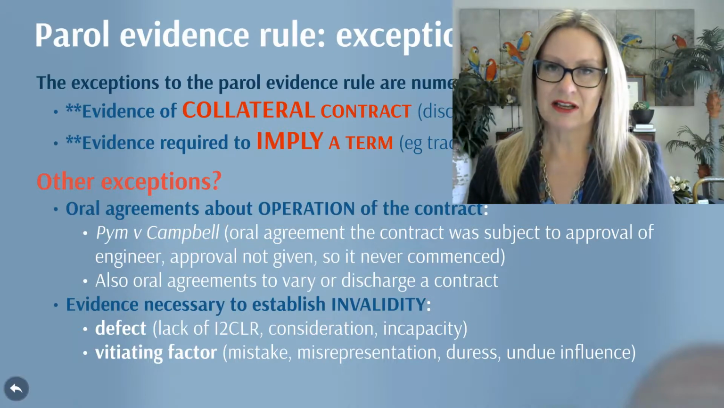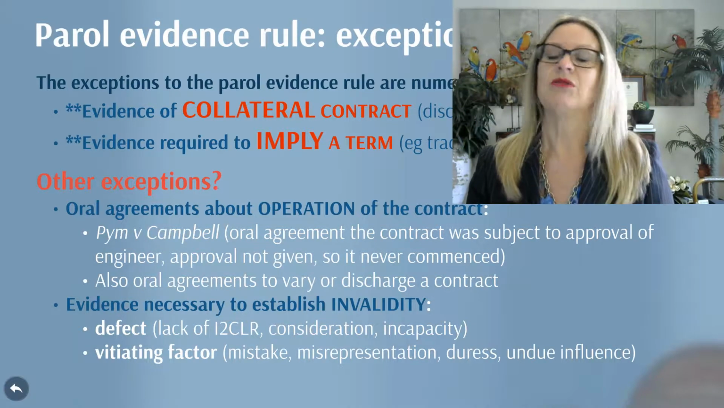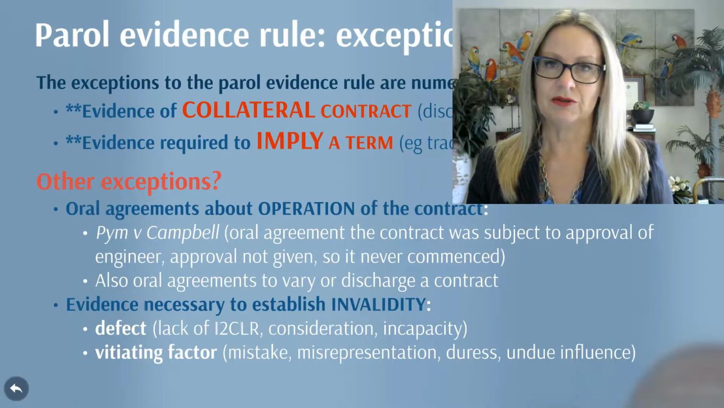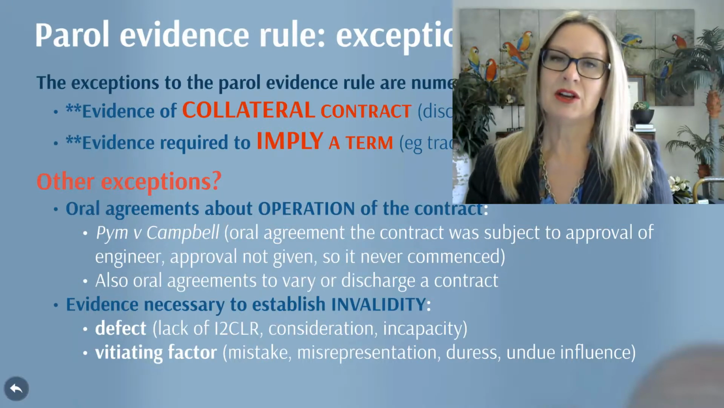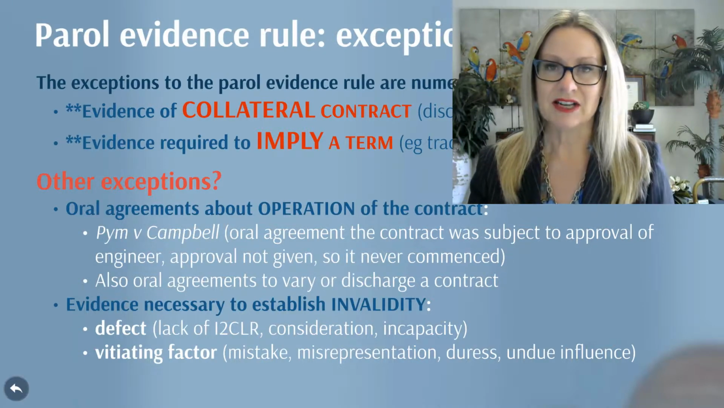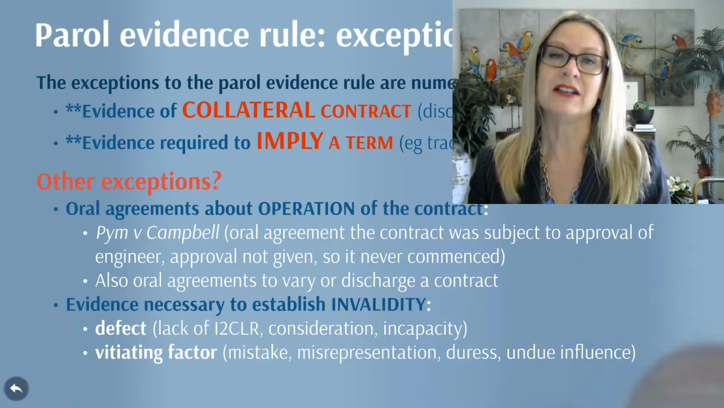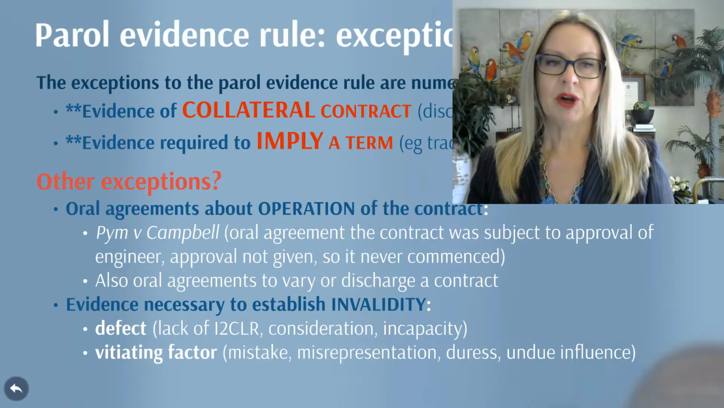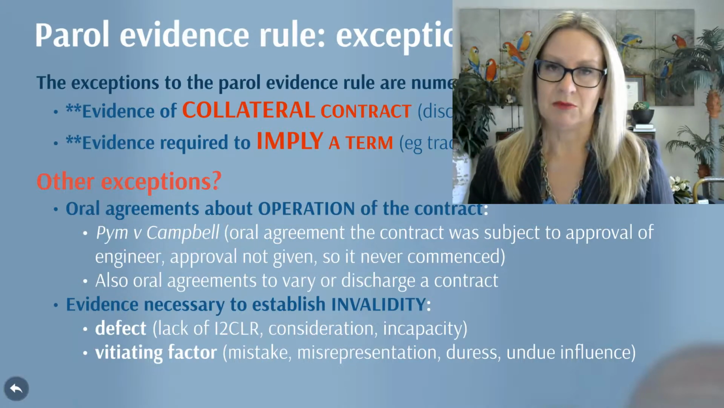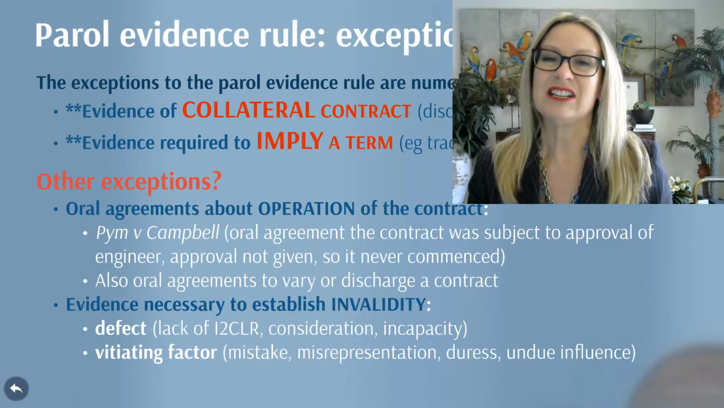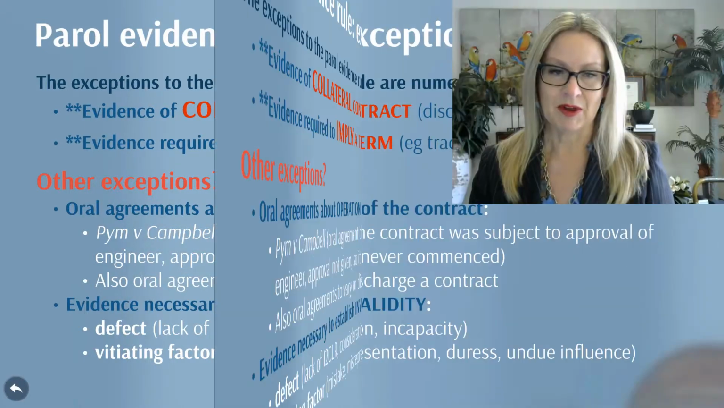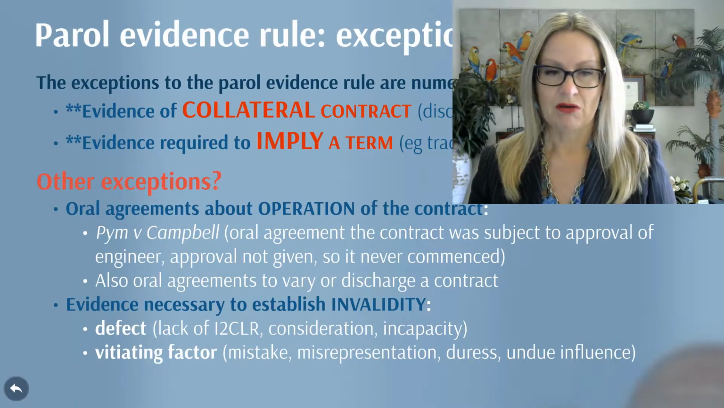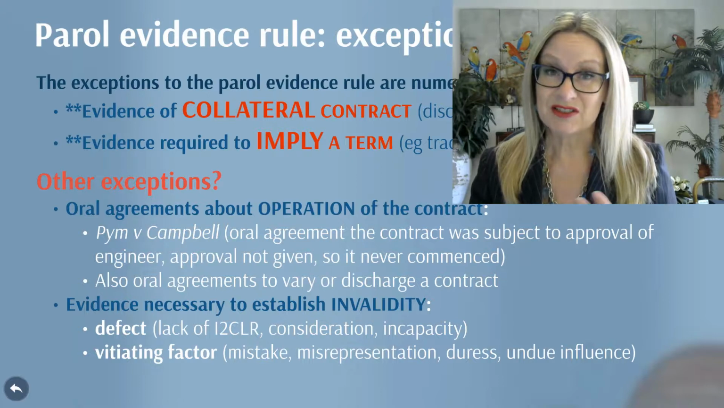So extrinsic evidence was allowed to show that, in fact, this second approval was not given, and of the arrangements that were made that showed that the parties intended the contract would never actually start operating unless you got both engineers to sign off. So that was Pym and Campbell, where you've got an agreement happening between the parties that show that the contract's never going to exist in the first place unless something happens. Also, where you need to introduce evidence to show that the contract is in actual fact invalid.